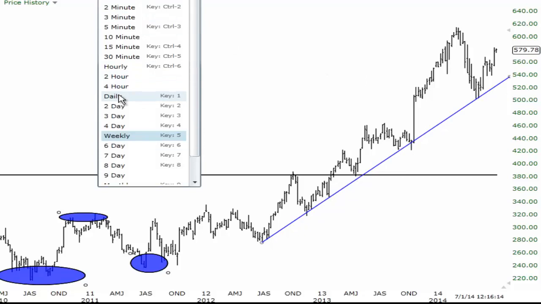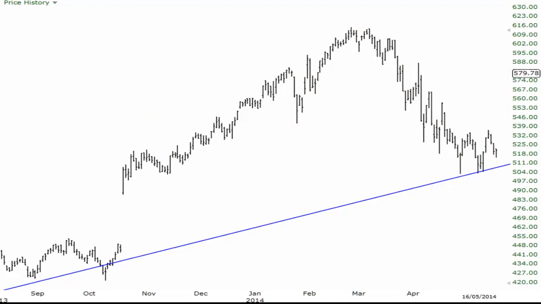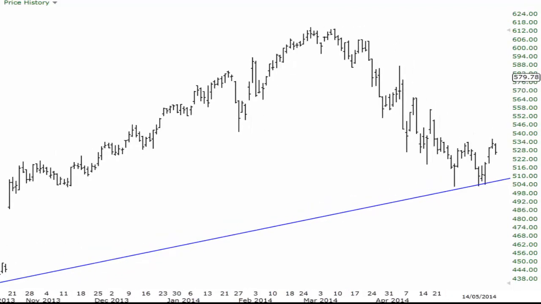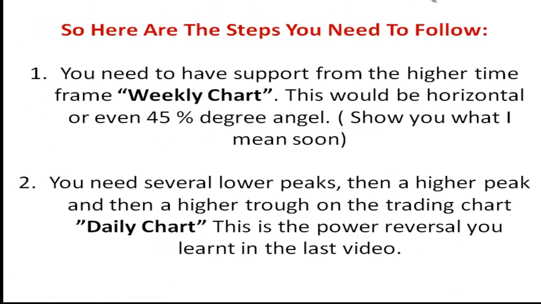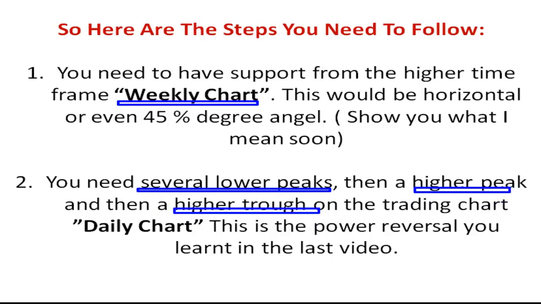Then we need to go over to our daily chart. With our daily chart, I'm going to zoom this in a bit more and show you here. Remember what we said before, right? One, we have our weekly support line here. Two, as we said before, if I bring up the PowerPoint that I was walking through just then, you can see here that first we need a weekly support line. Then we need several lower peaks, then a higher peak, and then a higher trough.